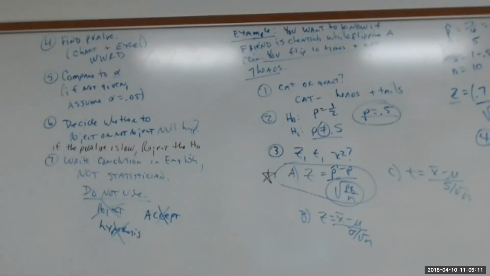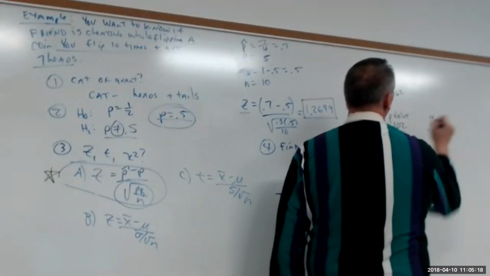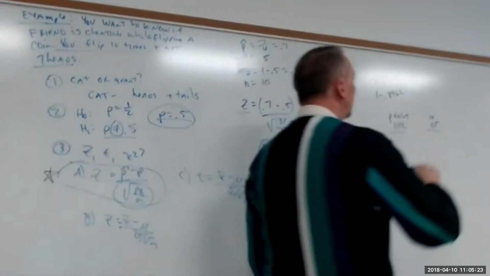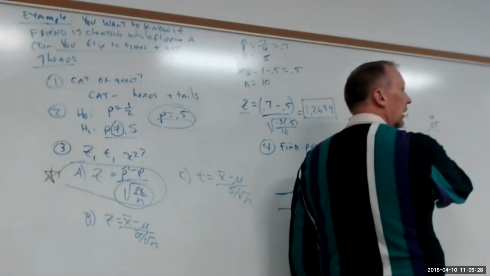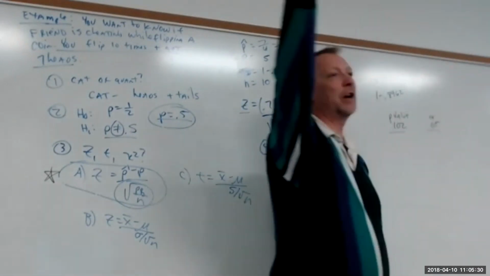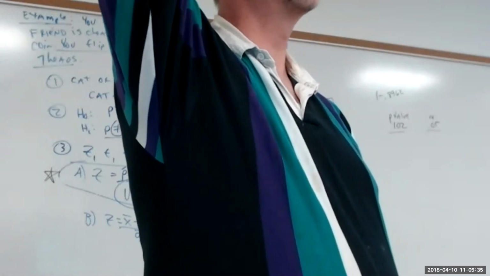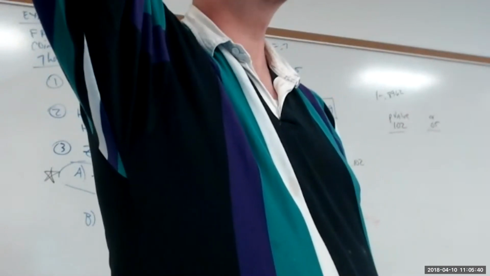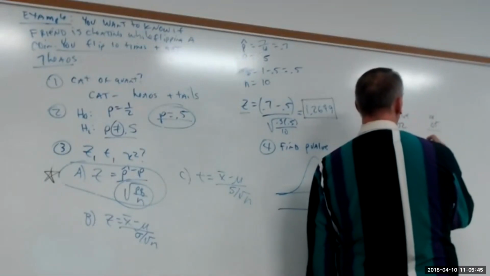Now, let's go over here. We've got a p-value of 0.102. Is that lower than my alpha? So do I reject or do I not reject? Who thinks we reject? Who thinks we do not reject? 1, 2, 3, 4, 5, 6, 7. There's a lot more than 7 people in here. Yes, the correct answer is do not reject.